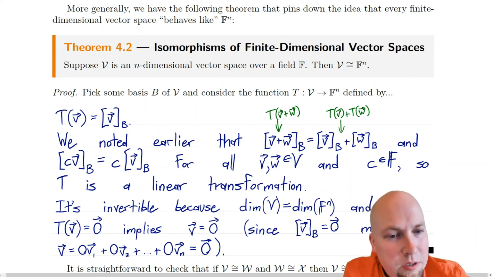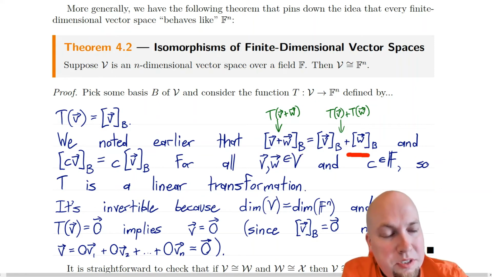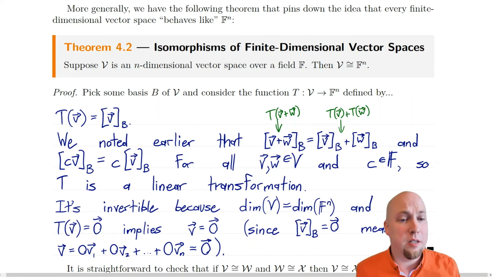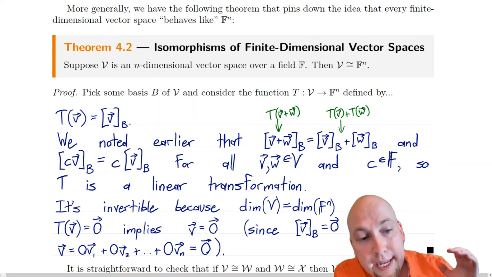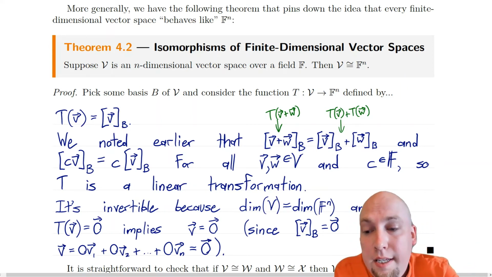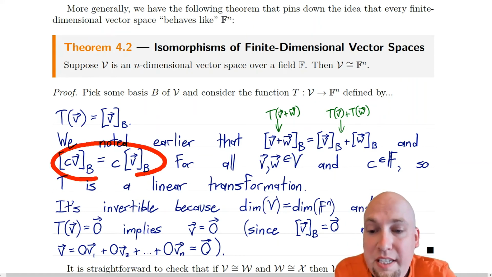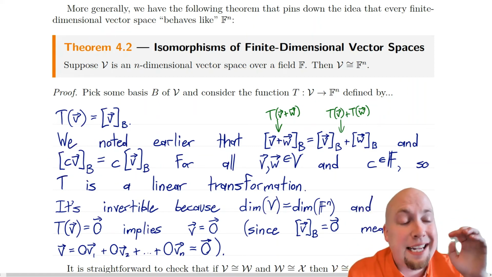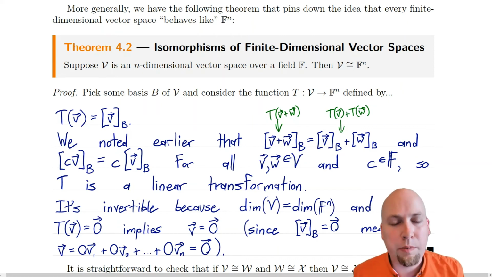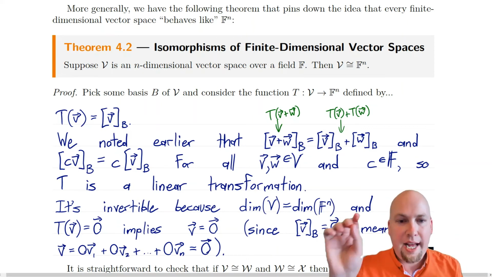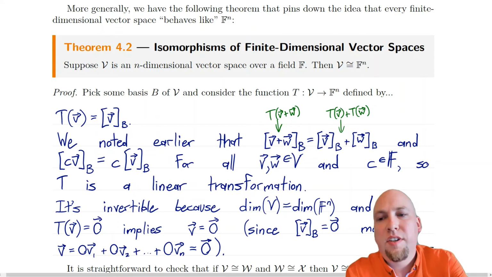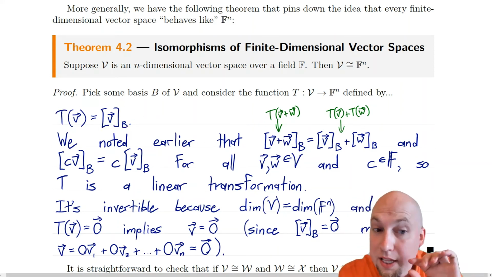So what we want to show is that the coordinate vector of v plus w equals the coordinate vector of v plus the coordinate vector of w. We talked about that a couple weeks ago. That's a property of coordinate vectors that we talked about as soon as we introduced coordinate vectors. So that's true. We're happy with that property. And similarly for scalar multiplication, T of cv equals c times T of v. Well, that just means the coordinate vector of cv equals c times the coordinate vector of v. And again, we talked about that property back when we first introduced coordinate vectors. That's true as well. So yes, this function that sends a vector to its coordinate vector is a linear transformation.